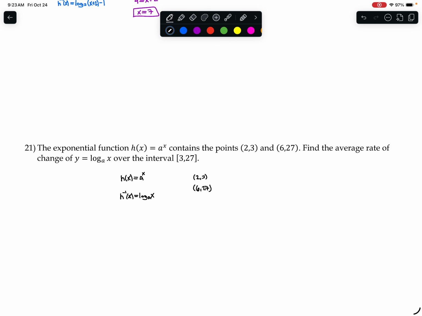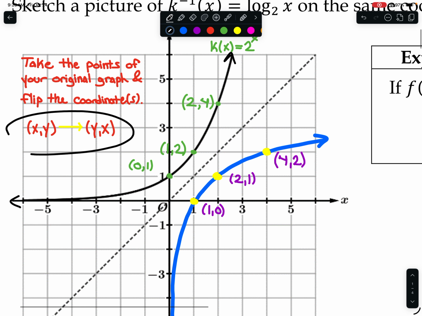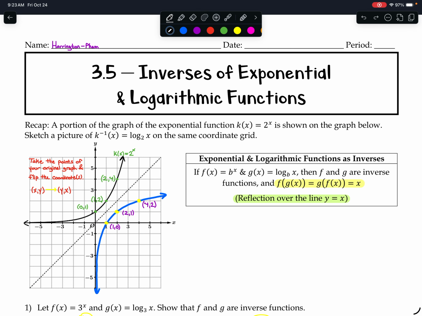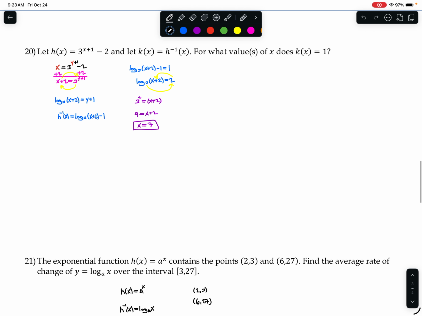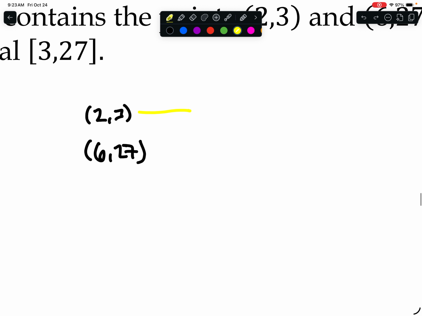Now, just like what I showed you at the very beginning, when we switch the coordinates of the points for inverses, it's the same principle that we're going to use for this problem. So when I find the inverse of these points, we're just going to flip the x and the y. So these points are going to turn into (3, 2) and (27, 6). So we're going to find the average rate of change of these points.